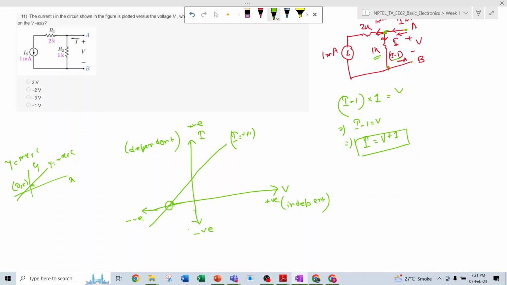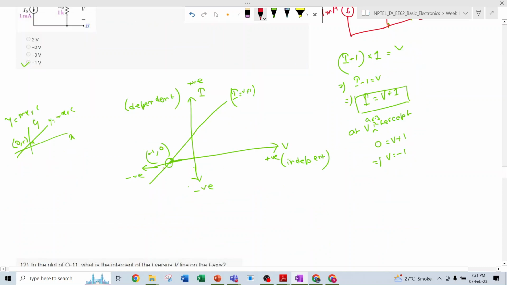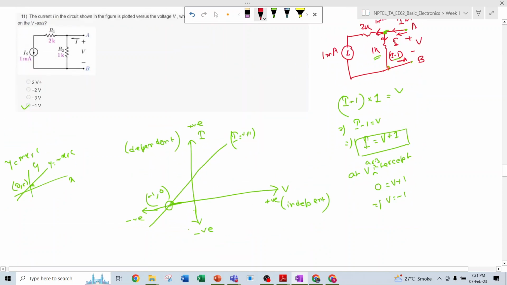So here you can see the current value is 0, I is equal to 0. So you put I equal to 0 in this equation. So at the V axis intercept, I equal to 0 equal to V plus 1. So V is equal to minus 1. So this point is basically minus 1 comma 0. That means minus 1 voltage and 0 current. So here it will be the correct answer. What is the intercept of the straight line on the V axis? It will cut at this point, which is nothing but minus 1. So the voltage is minus 1.